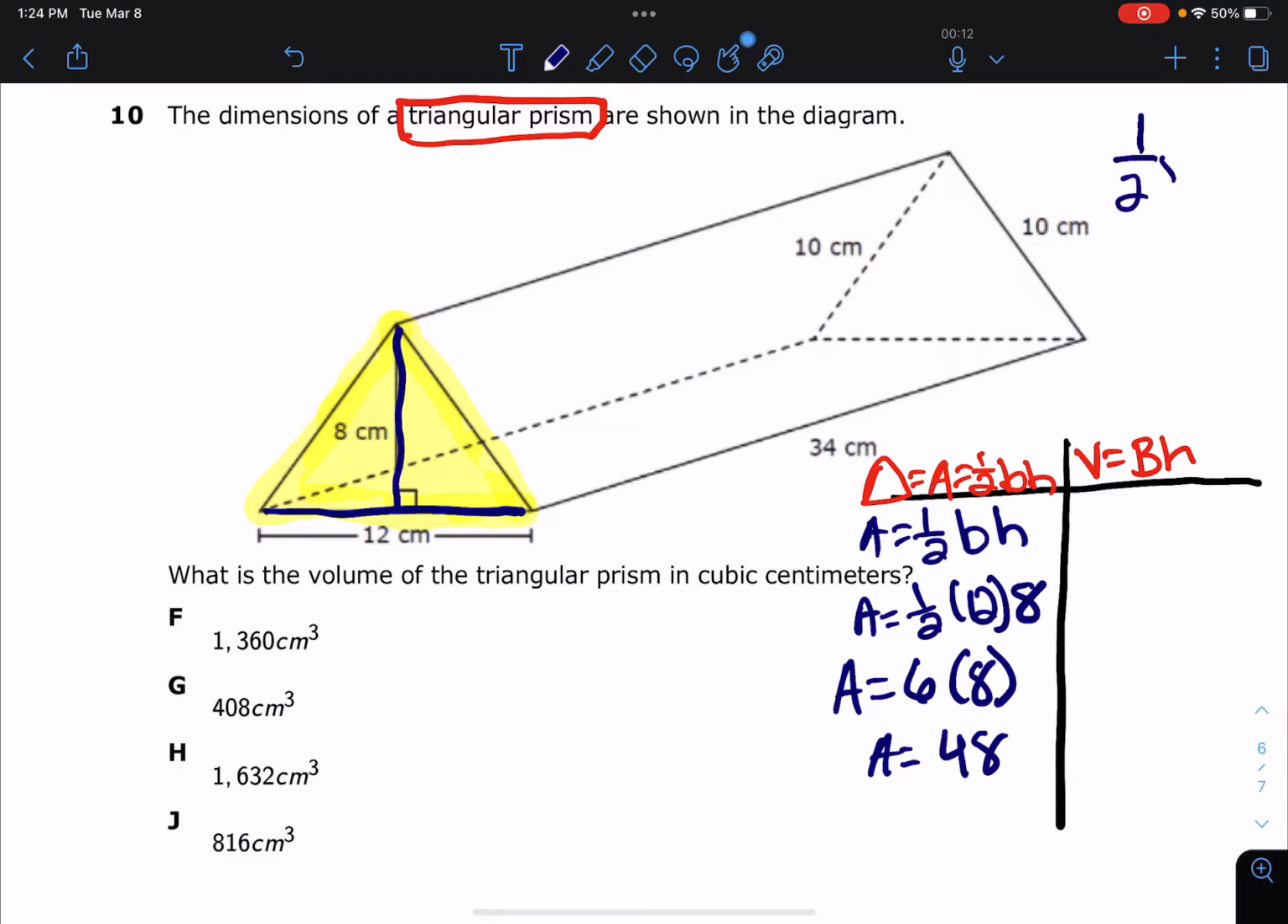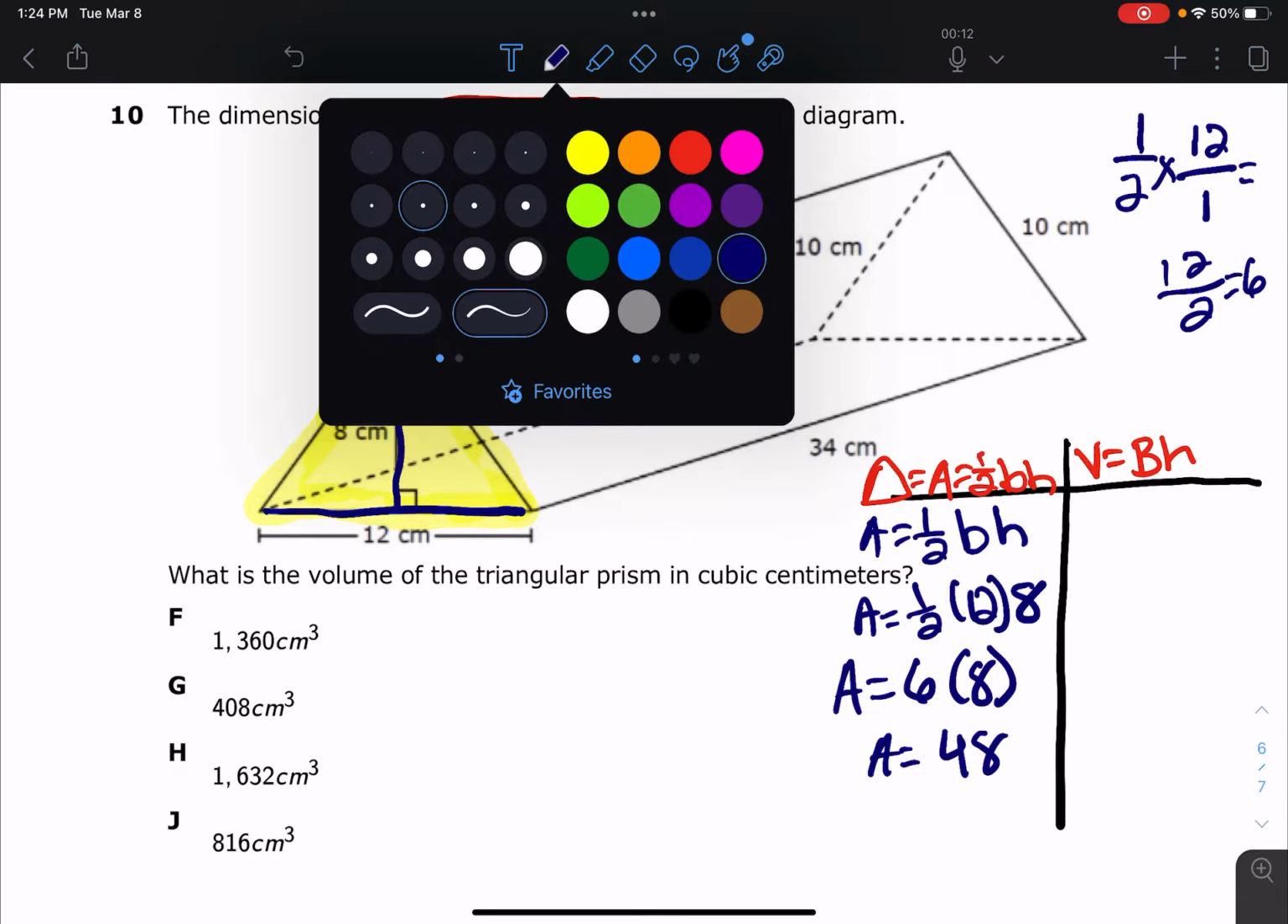If you're having issues understanding that, 1/2 times 12, it's a whole number, so I have to put a 1 under it. So 1 times 12 is 12. 2 times 1 is 2. So 12 divided by 2 is 6. That's how I got that 6.